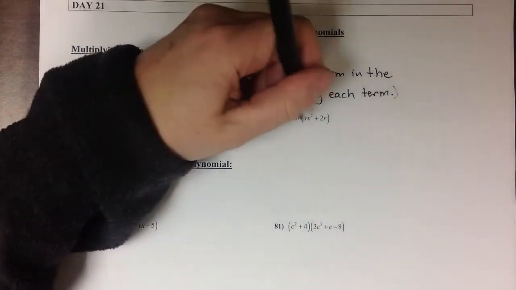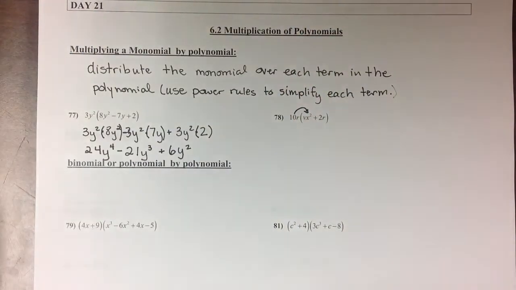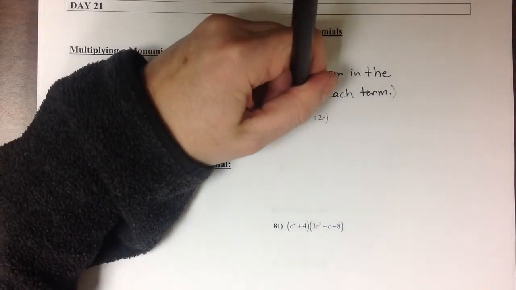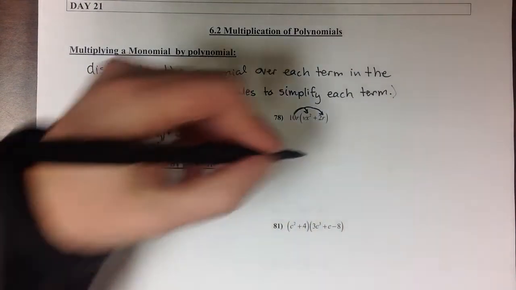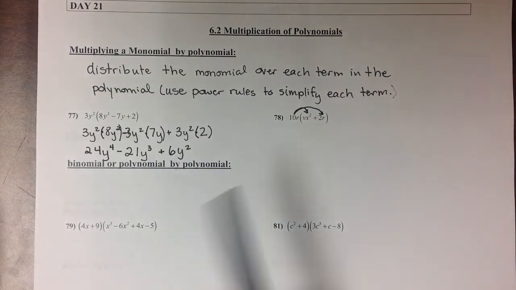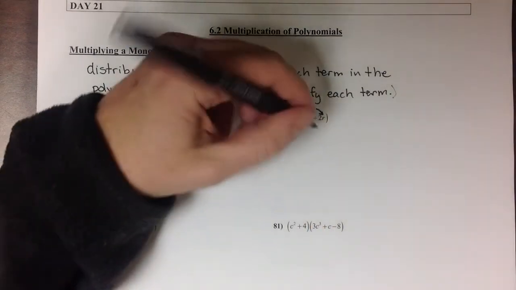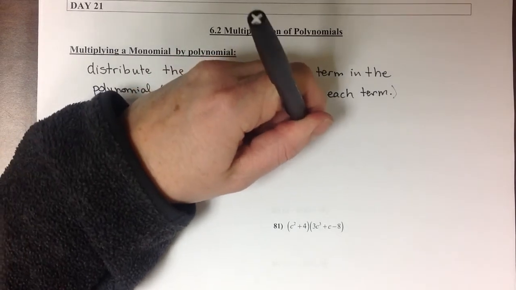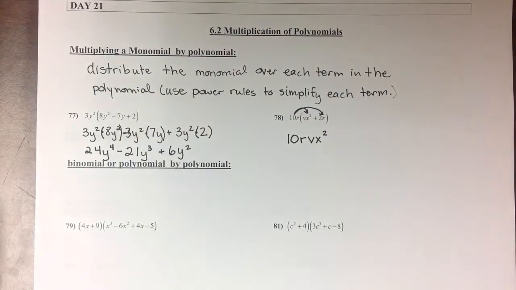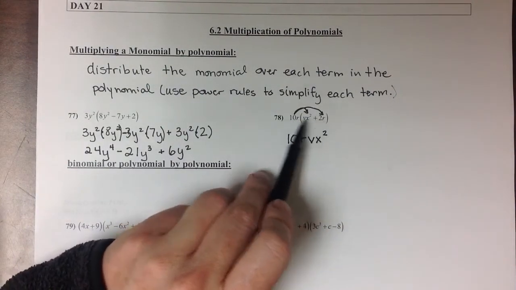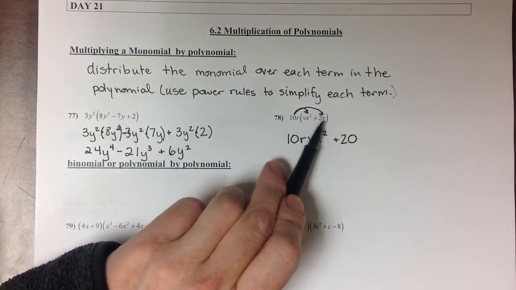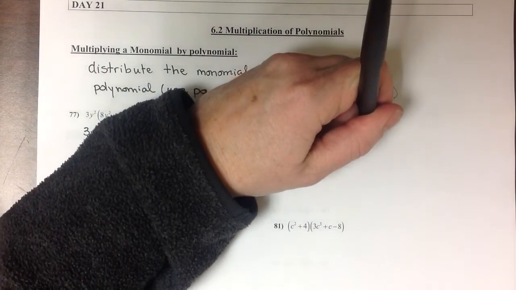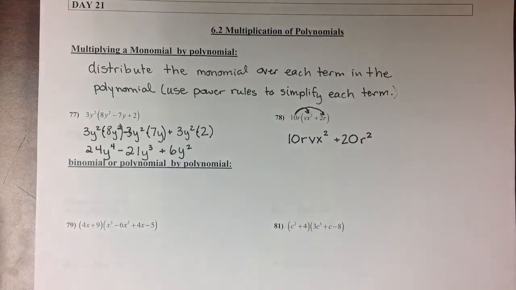So let's look at that in one more example. To distribute the 10r over vx squared and 2r, we're multiplying 10r times vx squared. So since none of these variables are in common and there's no coefficient on the vx squared, we're going to end up just writing this as one large term, 10r vx squared. With the second one, we can combine the 10 and the 2 to make 20, and r to the first times r to the first gives us r squared, because we add those exponents together.